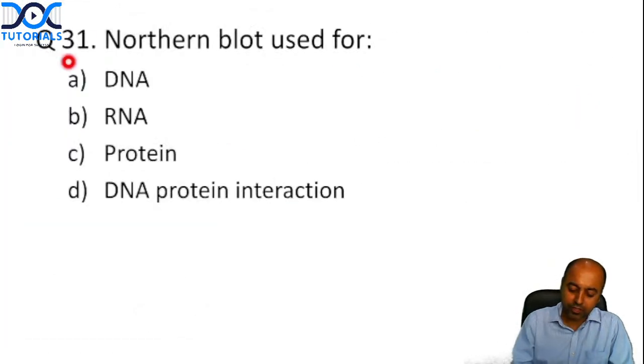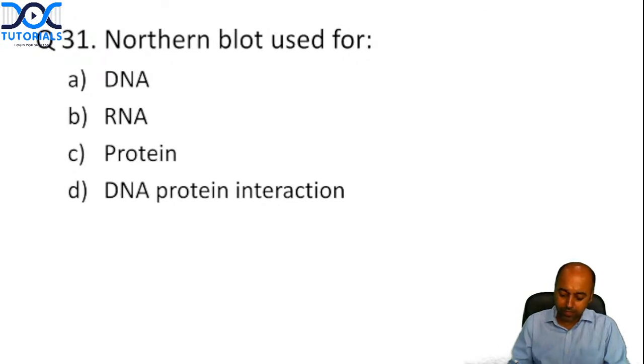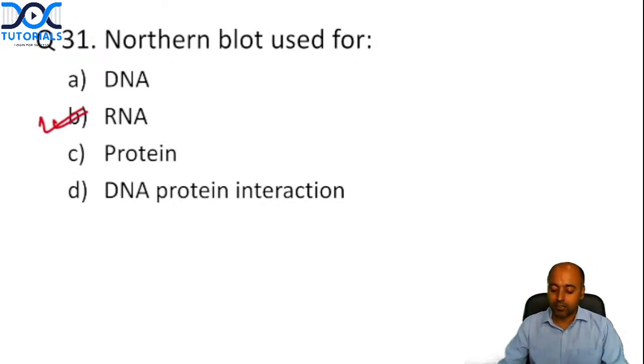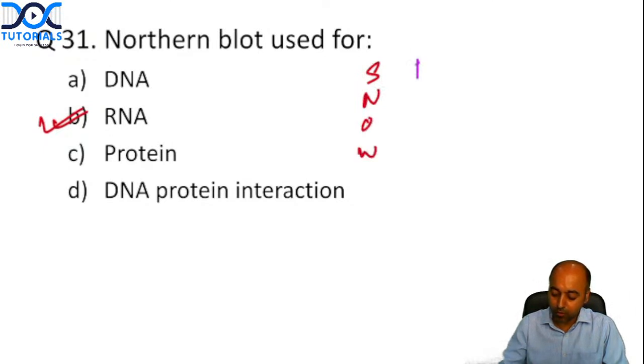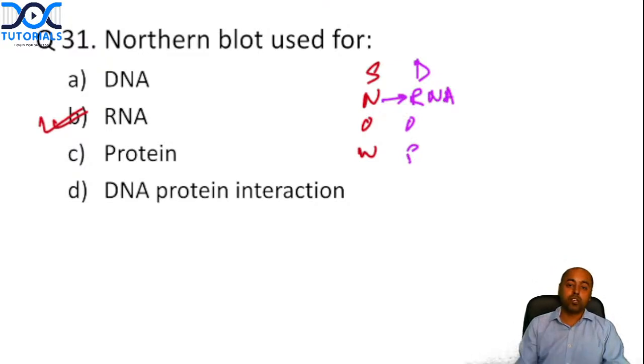Okay, this we already discussed. The Southern blot, here the answer should be DNA. If you remember, we just mentioned the northern blotting. So you're talking about northern blotting, so the answer should be RNA.